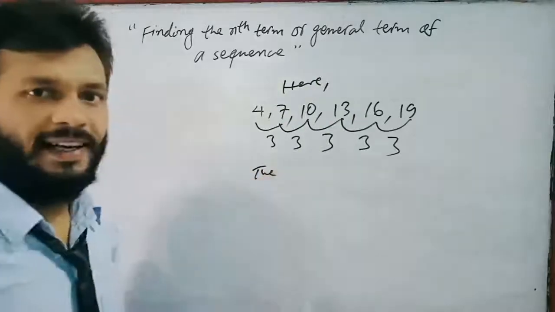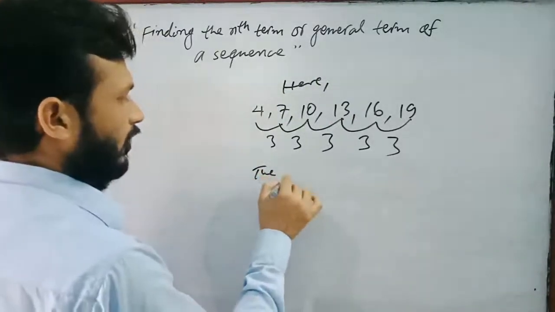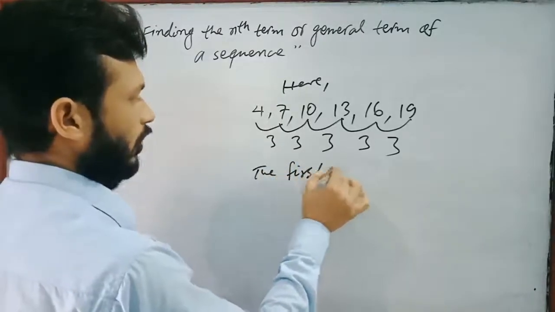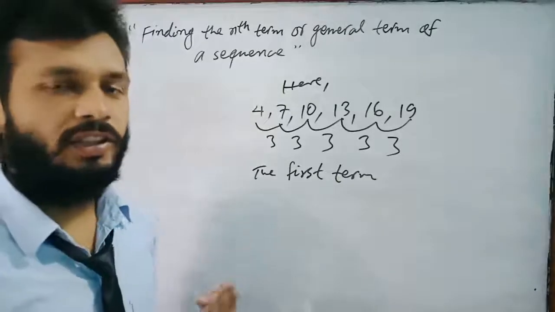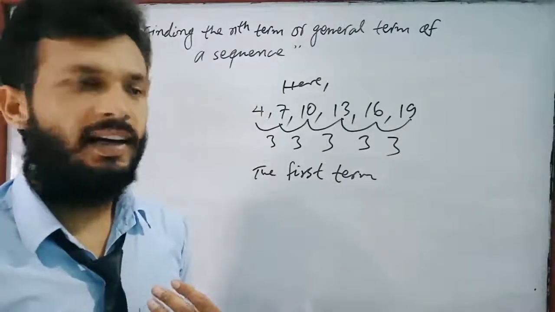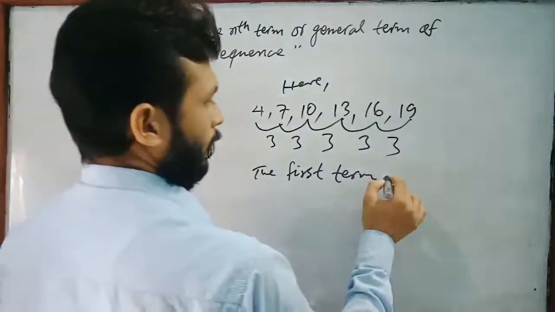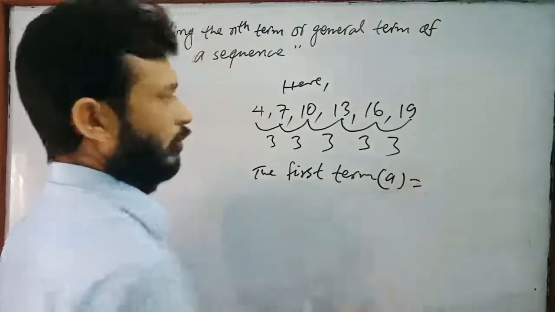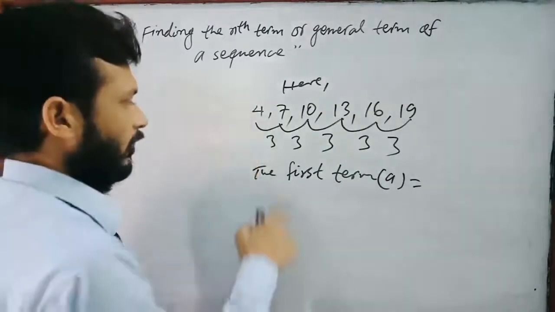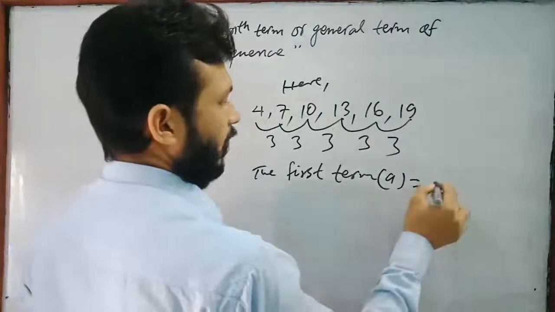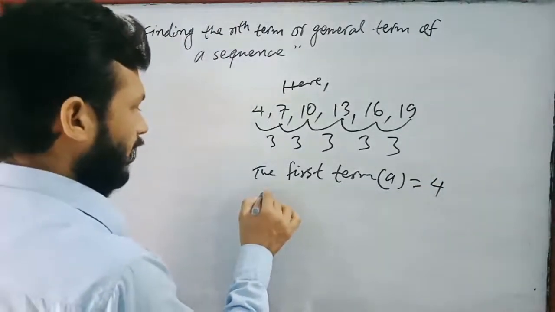Okay, first of all write the given information. So the first term is also denoted by A and T1 also. Then the first term A equal to, what is the first term of this sequence? 4, you know. So the first term A equal to 4, and the fixed number.